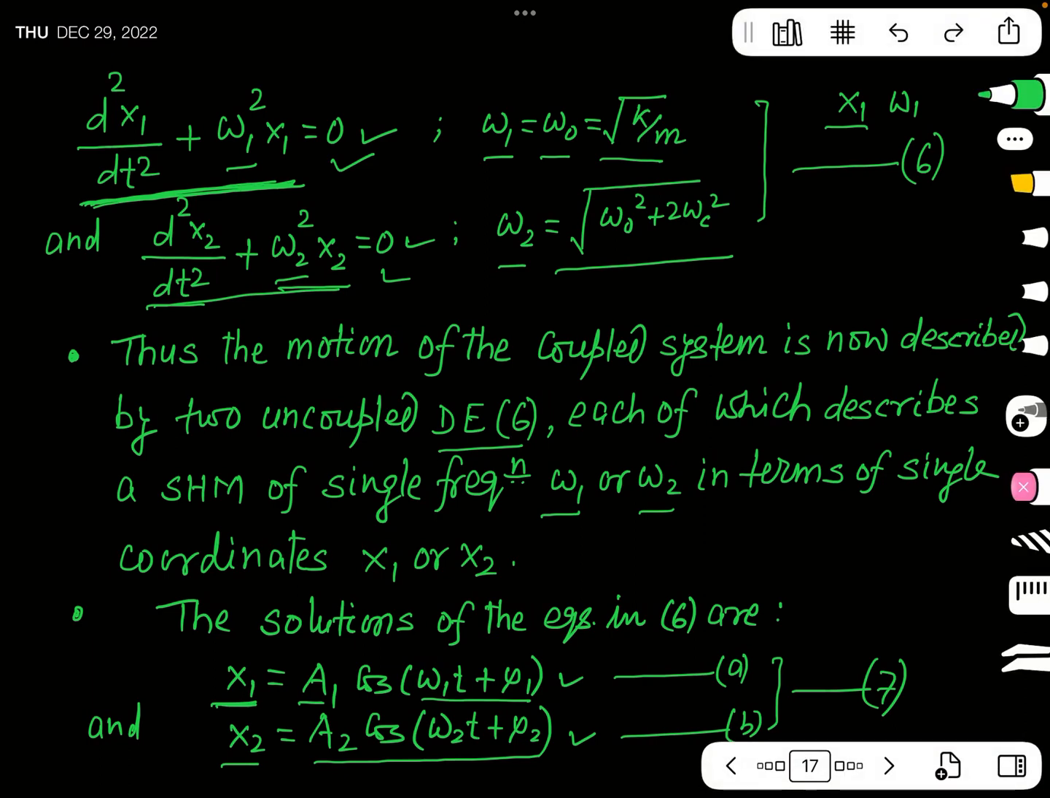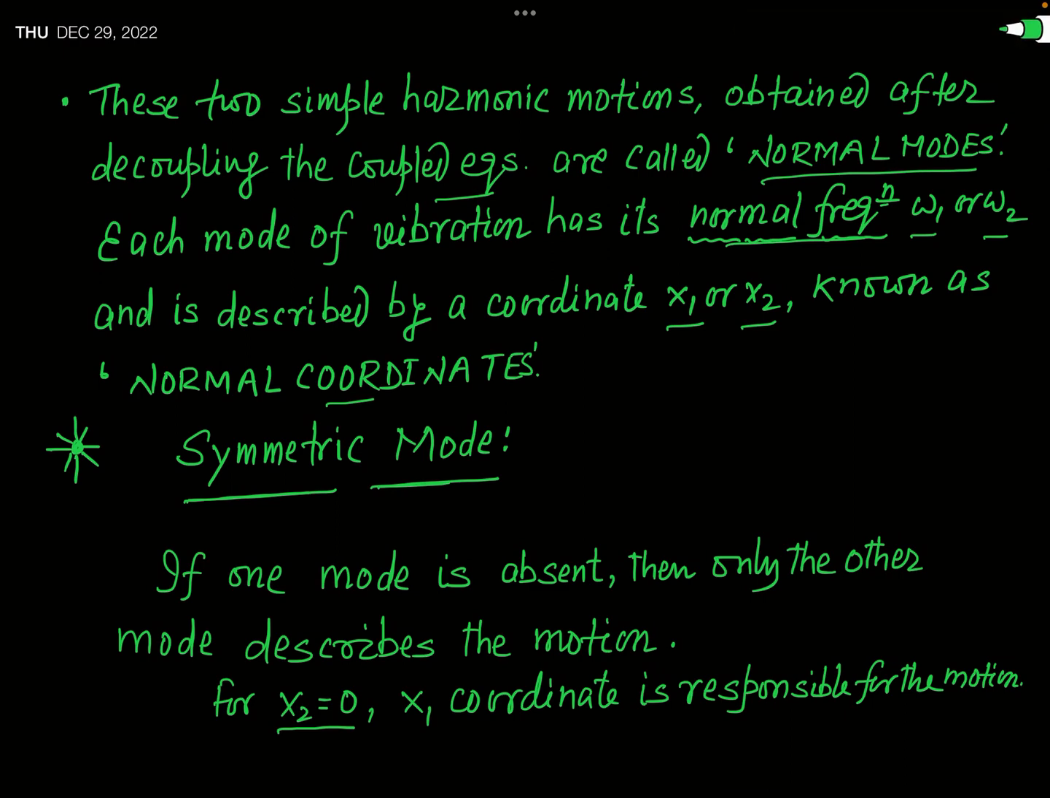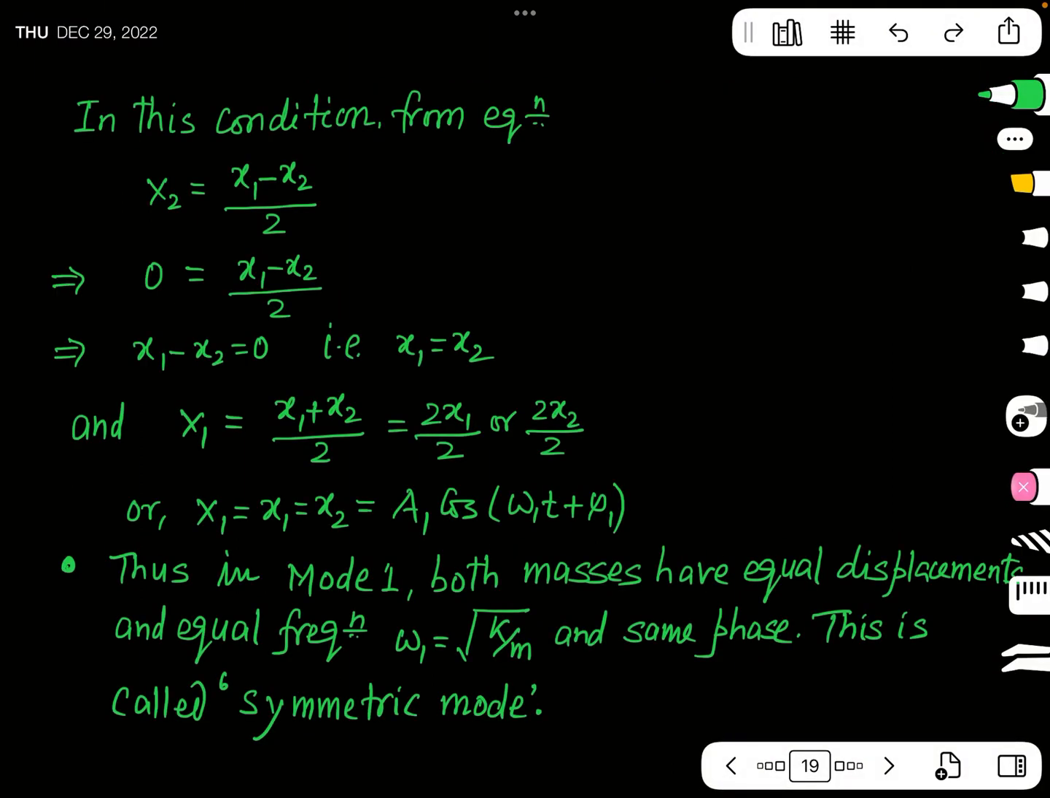So let us first of all take what happens when we consider that capital X2 is equal to 0. Okay? When capital X2 is equal to 0, then the motion will be completely determined by the coordinate capital X1. This capital X1 will be responsible for the motion of the particle, and we can describe the motion in terms of this capital X1. Okay? Now let us see, when capital X2 is 0, then what will be this capital X1? We try to find it.